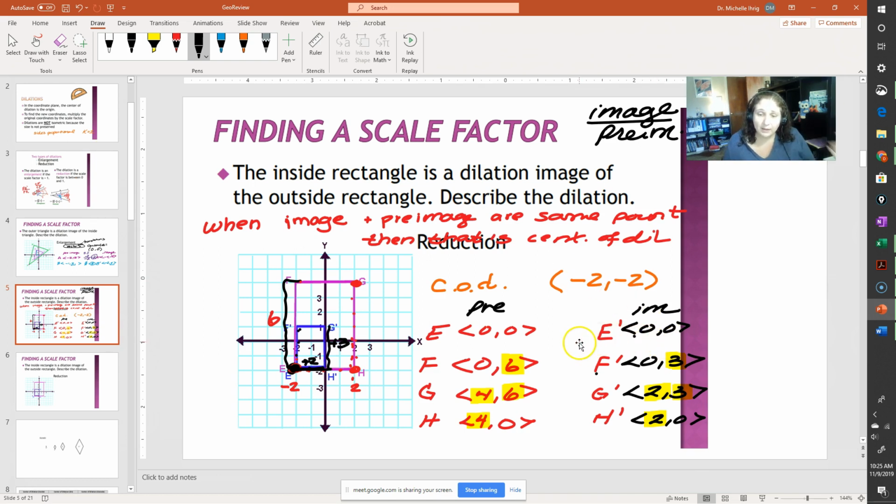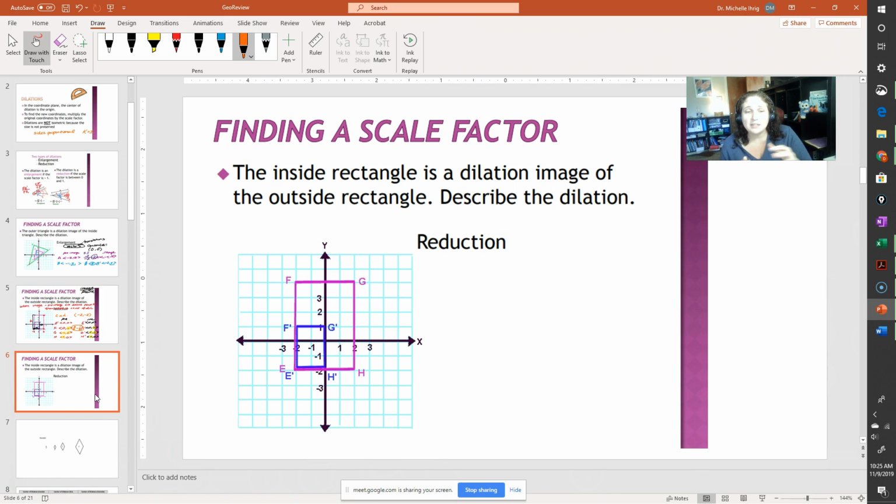So again, we've got image over pre-image. We're just going to do our division of 3 over 6, which gives us a scale factor of 1/2. Okay. So on the test, if I had this question and it asked me to determine the scale factor based on this, I would never pick E. I mean, I could technically pick F or H.